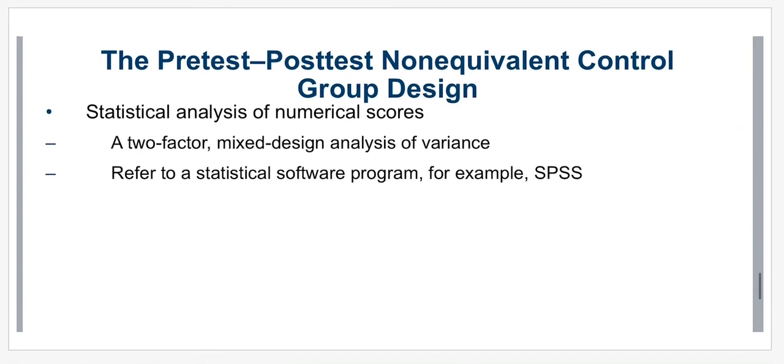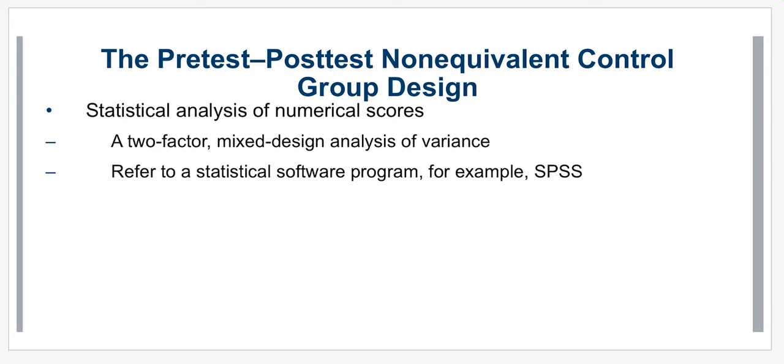Okay, so that addresses the majority of the non-experimental, quasi-experimental, and developmental designs that we talked about. But there also is this pre-test, post-test, non-equivalent control group design we talked about, which is where there's a within subjects component and a between subjects component. The pre-post-test is the within subjects component, and the non-equivalent control group is the between subjects component. So when you're talking about that, the statistical analysis that you have to use for numerical scores is a two-factor mixed design ANOVA.